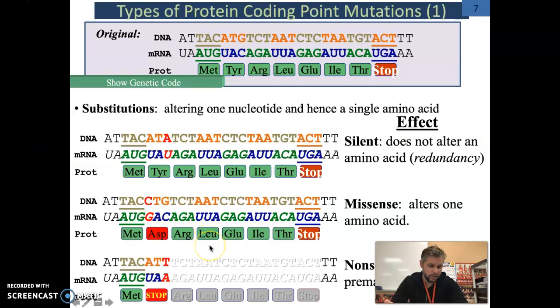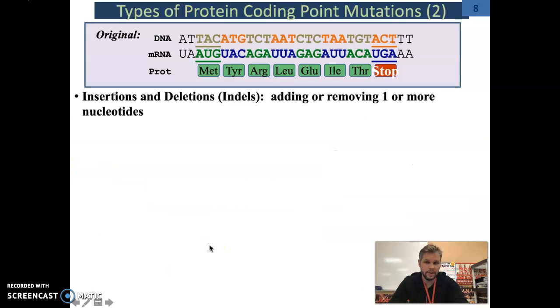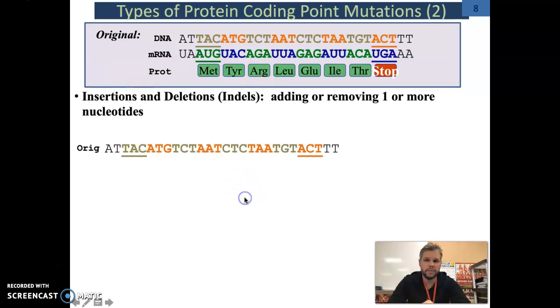Now, if we have point mutations, what we also learned last week is that we have these things called frame shift mutations. This is going to occur when we insert, so we actually add extra bases on accident, or we delete bases. We call those indels because they could be insertion or deletion mutations, where we're going to add or remove one nucleotide. So again, here's our original sequence up top.